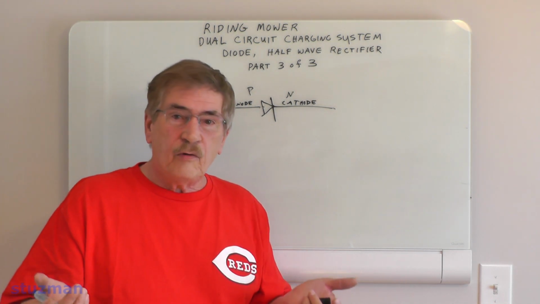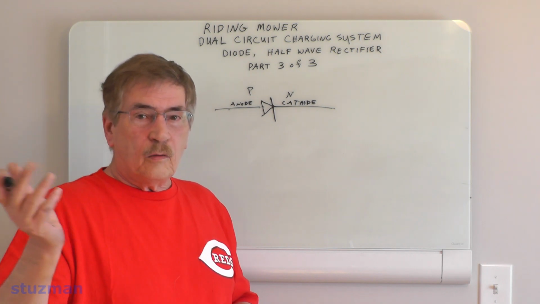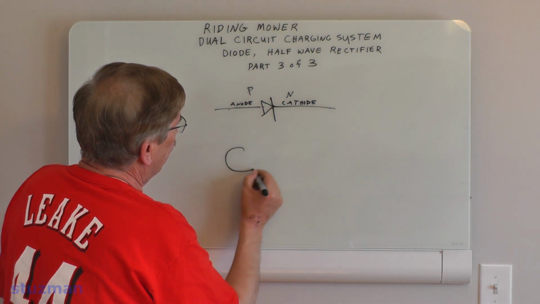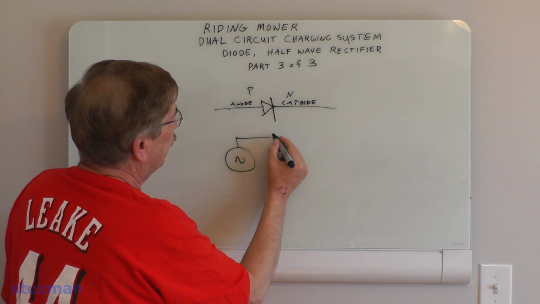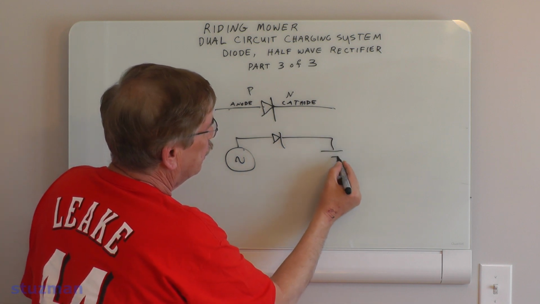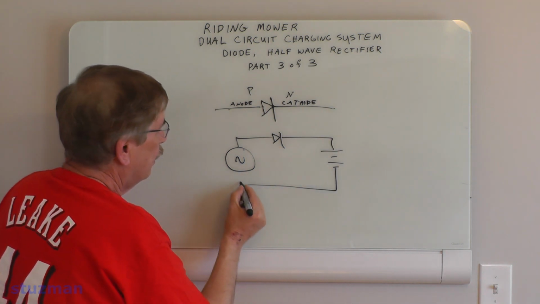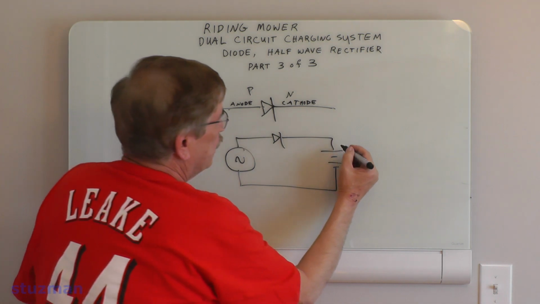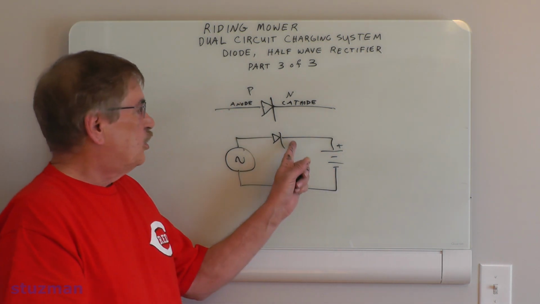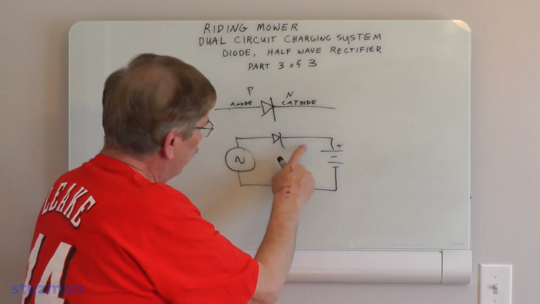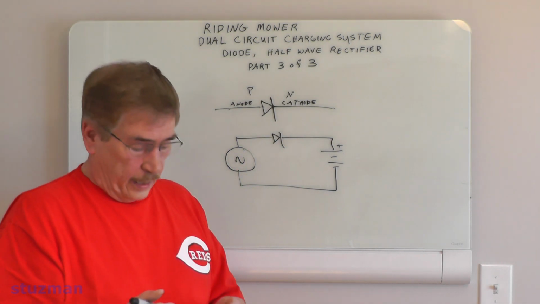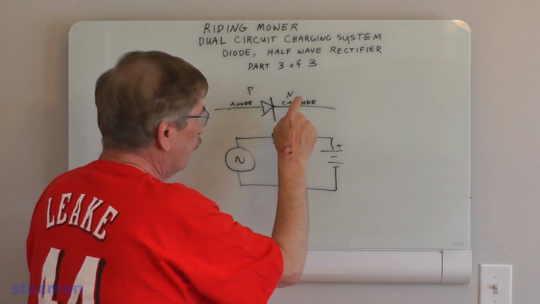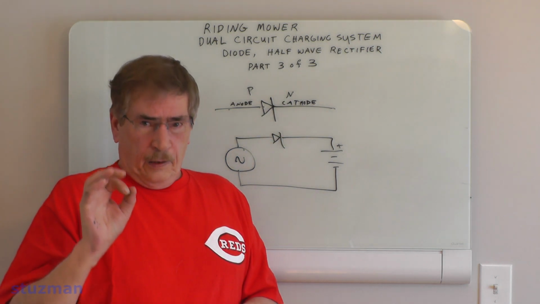But when it gets to, say, a battery charger, for the riding mower charging system, look at it like this. Let's say I had my AC source, which is the stator, and there's my diode, and here is my battery. I got an AC source on this side, which is positive, and a DC source over here, my battery, which is positive. So now I got a positive and a positive. Now it gets a little confusing. So instead of thinking that this diode needs to be positive over here and negative over here, think of it like this.